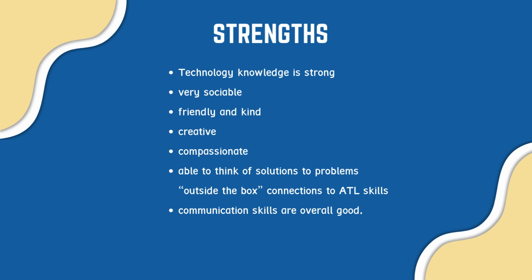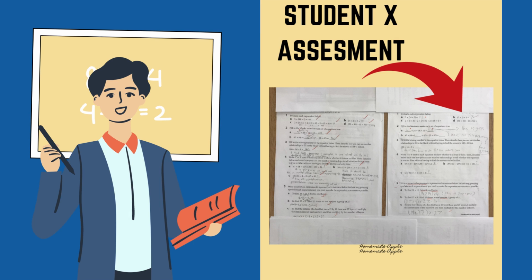Student X's strength. So their knowledge of technology is really amazing. I've seen them in class assisting the teacher with technology. They're very sociable, which can also sometimes be a distraction. Creative, compassionate, friendly, and kind. Communication skills are overall good. For approaches to learning, they really are able to think outside the box and they're good with solutions to real life problems. So instead of academic reading, writing, and arithmetic problems, they're really good at thinking in a macro way.